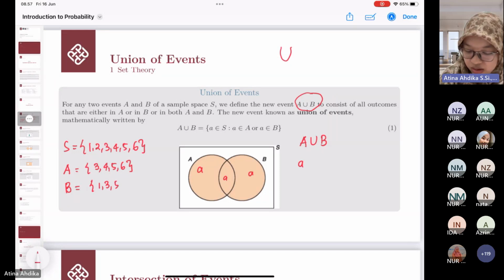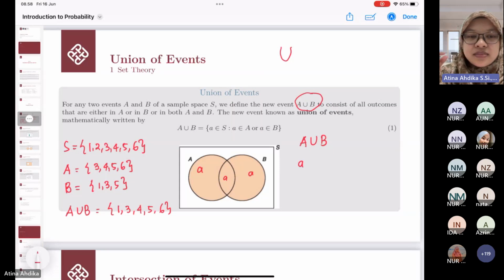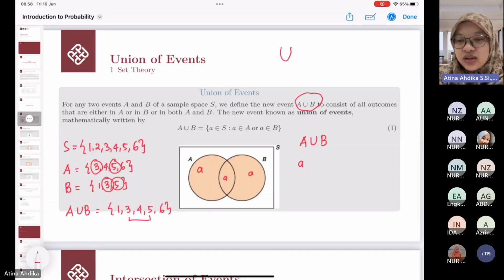So the union of A and B is that we combine, or unify, all of the outcomes in A and B. So the union of A and B will be 1, 3, 4, 5, and 6. We write the same outcome once. So like this, we have 3 here in A and 3 in B, and we have 5 in A and in B. But we just have to write it once in our union event.